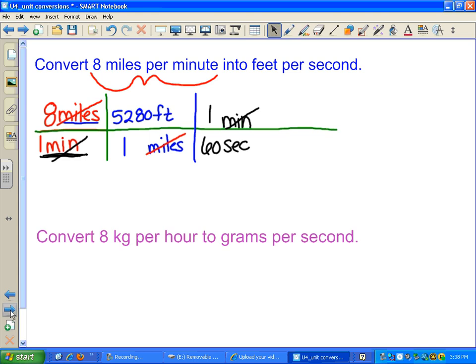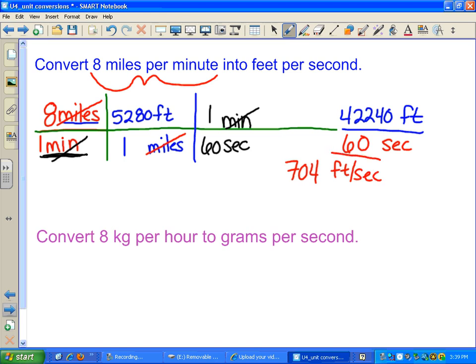So my minute in the denominator cancels with my minute in the numerator, and I'm going to go ahead and take my calculator and multiply everything on top together. So I'm going to take 8 times 5,280, and I end up with 42,240, and my units are feet. That's the only thing that's not canceled on the top. Over, and now I'm going to take 1 times 60, which is 60, and the only units left on the bottom are seconds. So now I'm going to go ahead and simplify this, and I'm going to take 42,240, and I'm going to divide it by 60. When I divide it by 60, I get 704, and my units are feet per second.